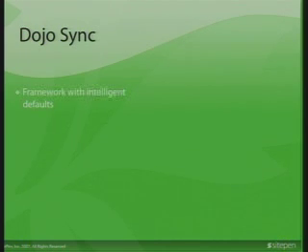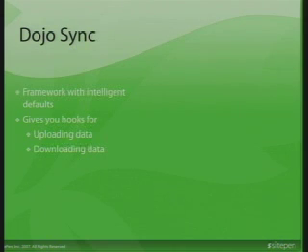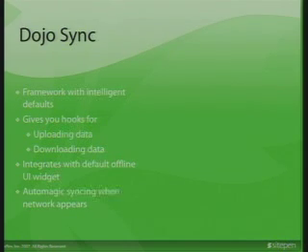We have a library called Dojo Sync. That's a framework that provides intelligent defaults, and it gives you some very discrete hooks that you hook your JavaScript into. It tells you when to upload data that the user created while offline. It tells you when to download data that you can then store into storage. And what's really cool is it integrates really well with that default offline UI widget. So again, you plug that default UI in. On page load, it will auto-magically sync when the network appears, and it will call your hooks: download new data, upload new data.